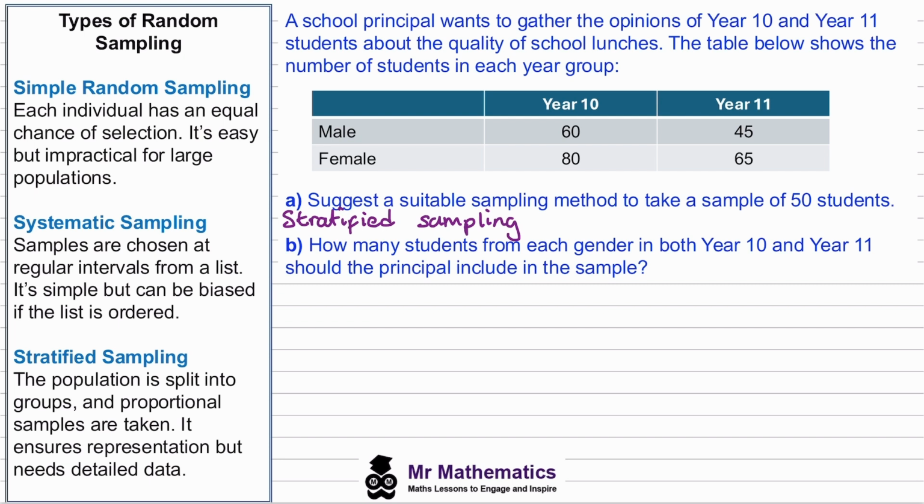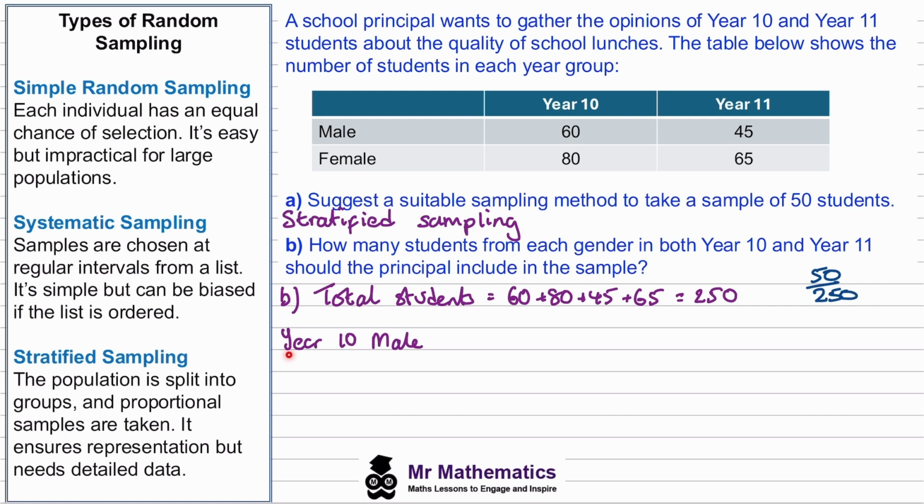In part B, we've been asked to find how many students of each gender in both year 10 and 11 the principal should include in the sample. So we're told it's split into groups, and the proportional samples are taken. So to work out the proportion, we need to find the total number of students in our population. So we can add each of these together and we get 250 students. So our proportion then is 50 out of a total 250. We're looking at this proportion of each of these groups. And with stratified sampling, we call each of these a strata.